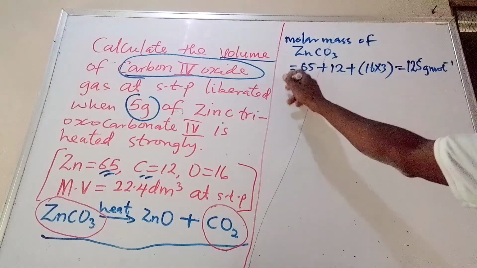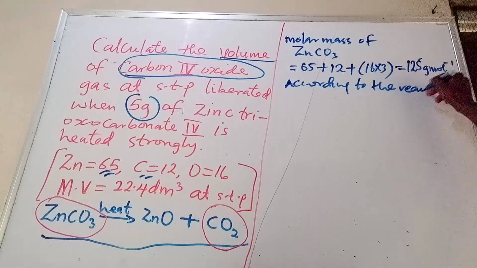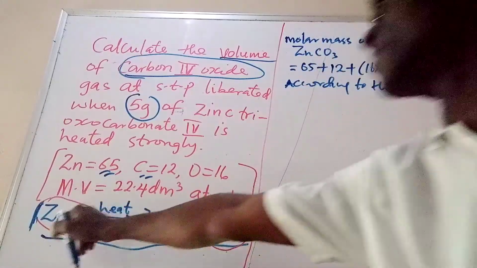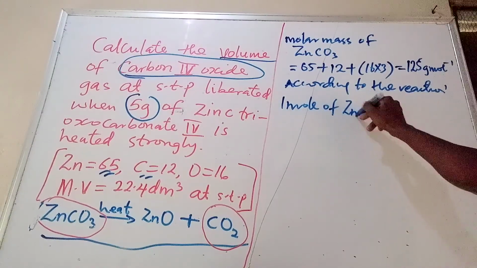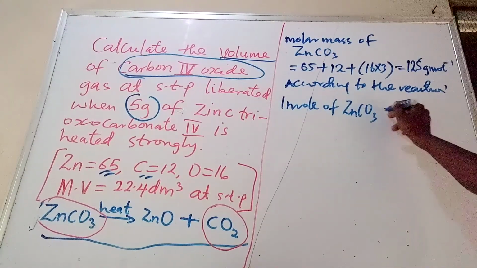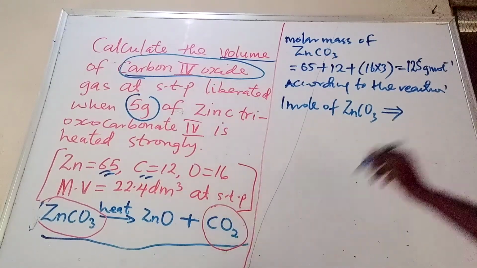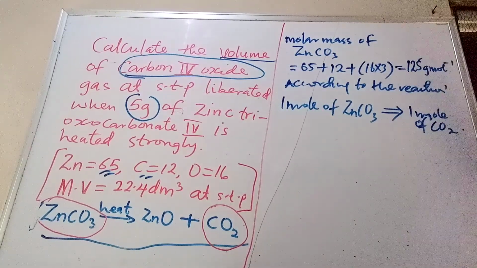Okay, according to the reaction, this is 1 mole of zinc carbonate liberating 1 mole of carbon 4 oxide gas, 1 mole of CO2. And 1 mole of zinc carbonate is equivalent to 125 grams per mole. That's why we say 125 grams per mole.